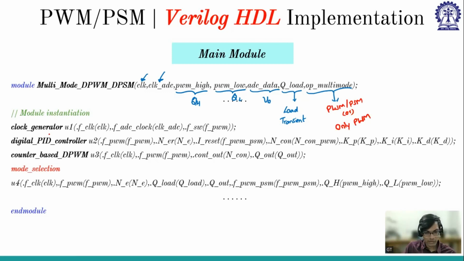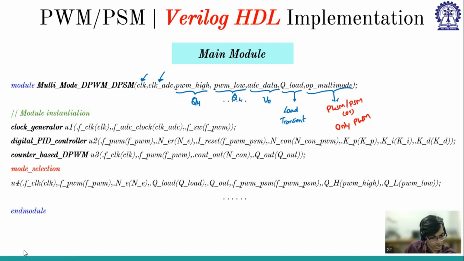That is one provision that we can keep, but when you go to a commercial product, there might not be such a scenario, because they include PSM for efficiency, so they might or might not give that additional flexibility to operate in either PWM and PSM or only PWM. It again depends upon the manufacturer. Then there are the input and output port declarations, followed by registers, wires, and parameter declarations, followed by the module instantiation. In module instantiation, first we have the clock generator, similar to voltage mode control, followed by the digital PID controller, followed by the counter-based DPWM.